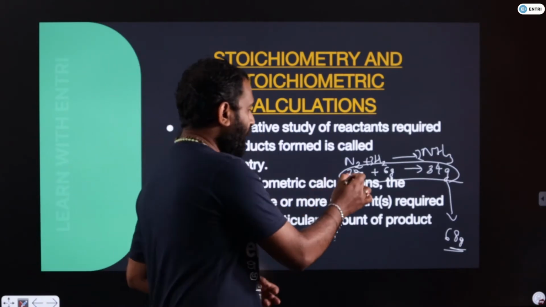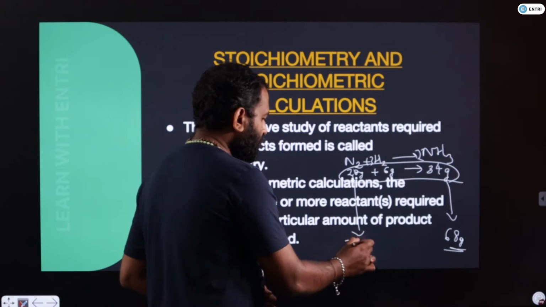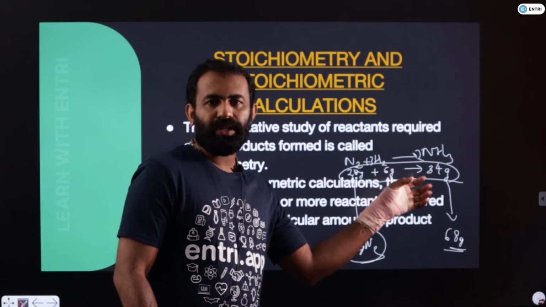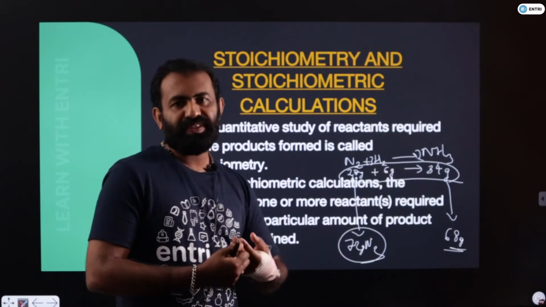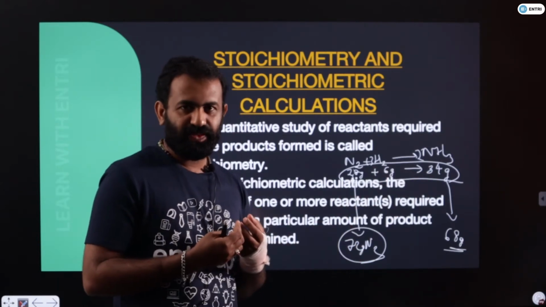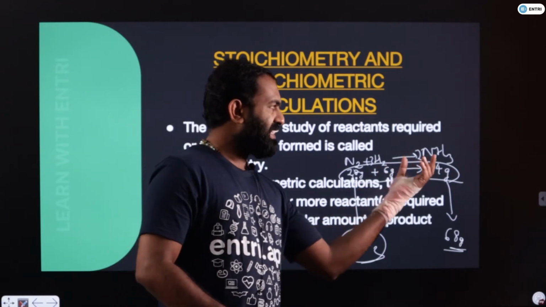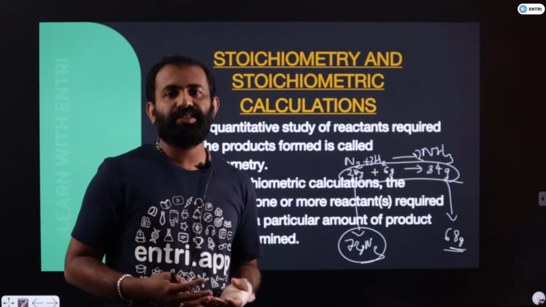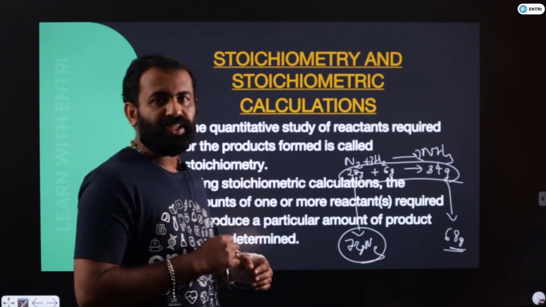If we have 72 gram nitrogen, how much ammonia can be produced from this amount of nitrogen? That is a basic question. Or, for producing 80 gram ammonia, how much nitrogen and how much hydrogen is required? These are the basic stoichiometric calculations.